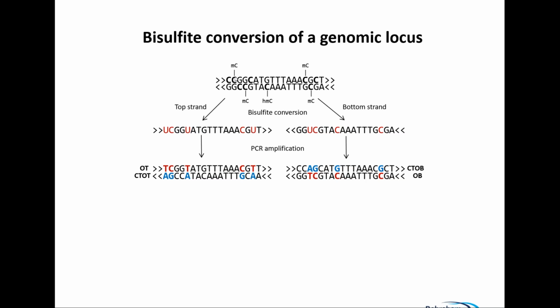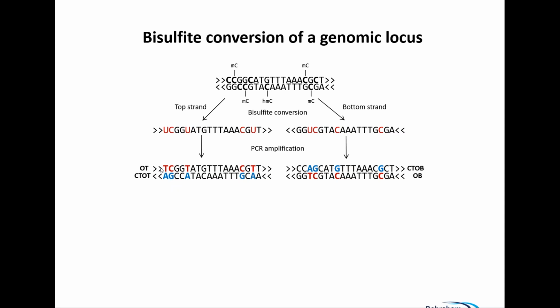So if we assume this is the genomic locus, this is the top strand, this is the bottom strand, then we do the bisulfite conversion, and that's done on single-stranded DNA. So here, all the unmethylated residues are converted to U, and methylated residues remain C, and we do this separately for the top strand and for the bottom strand. And now afterwards, we have to perform a PCR amplification to get double-stranded DNA back. And this would then look like this.